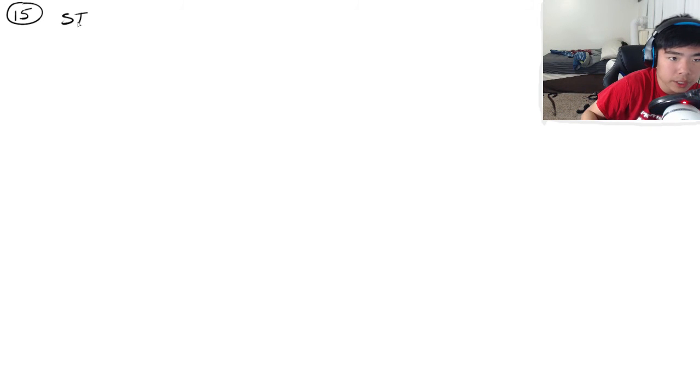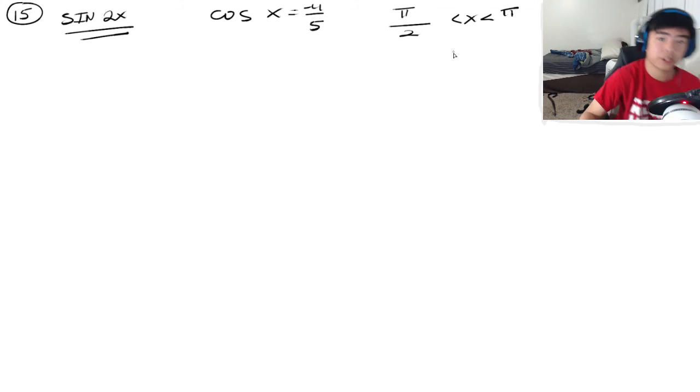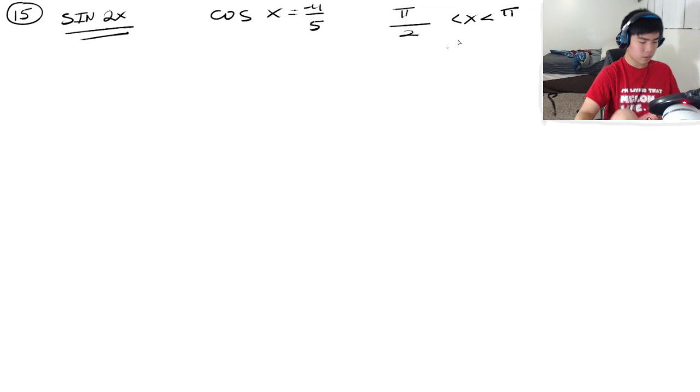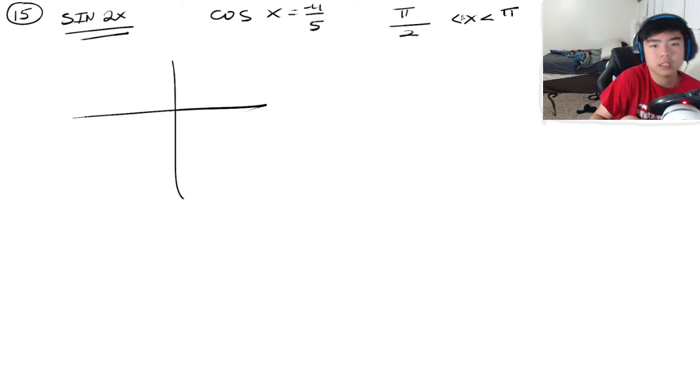Find sine 2x if cosine x is negative 4 over 5, and this is the same angle. Making sure that I'm cropping it right. So what you want to do is, again, make the same triangle. This time you already know that the angle is right here, right? You already know it's right there.